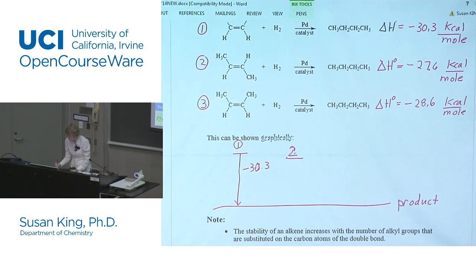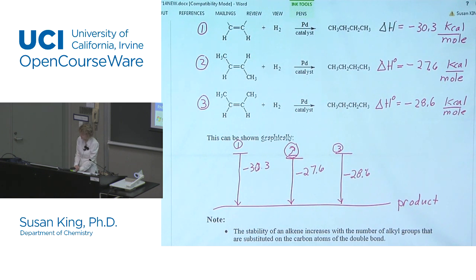I think I'm pressing the button accidentally, so number 2, that's minus 27.6 kcals per mole. And then number 3, that gives off minus 28.6. So that means it must start off a little higher than number 2, but lower than number 1. So this is number 3, and that gives off minus 28.6.